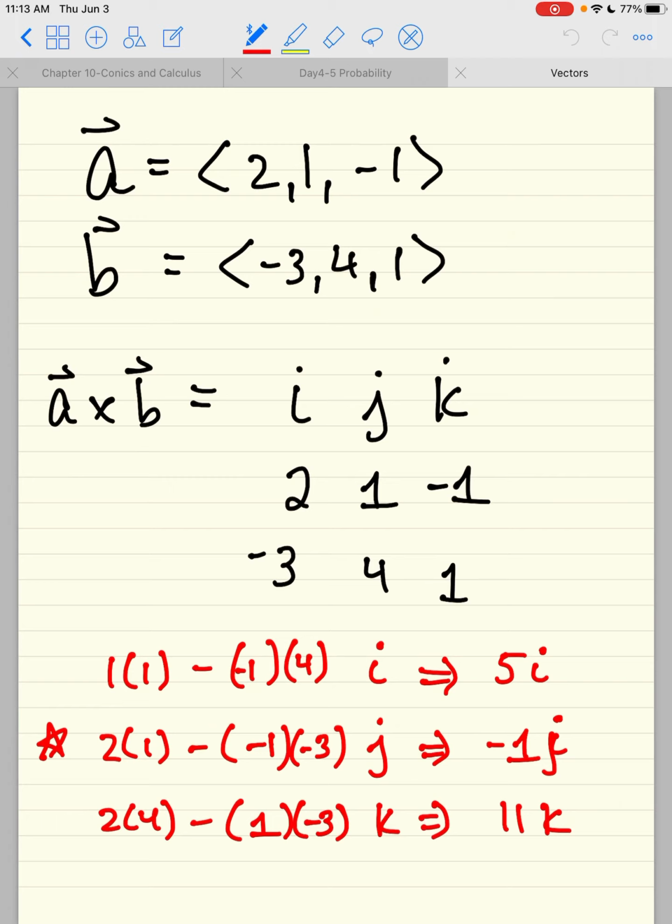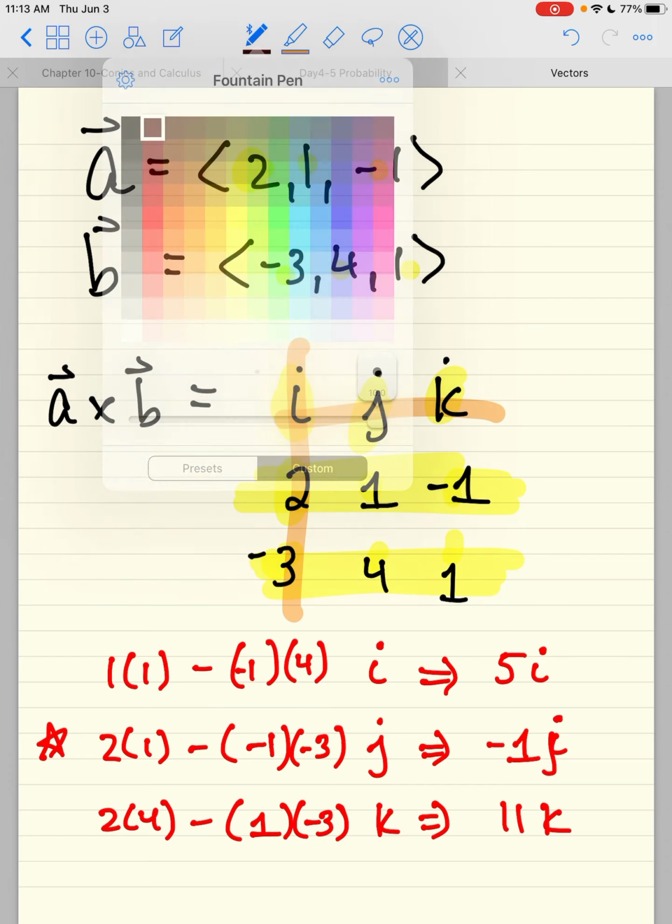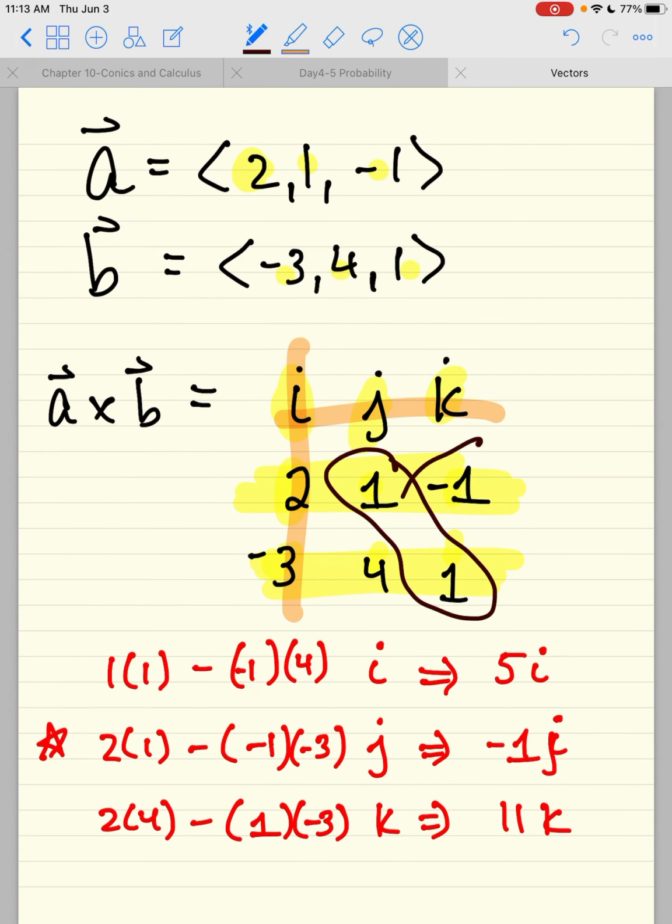So here, this is what we can do for this. To get the first component, I have A to be 2, 1, -1, B to be -3, 4, and 1. I'm going to write I, J, K, and I'm going to put these numbers down here. This is all A, and this is all B. What I'm going to do here is I'm going to block this off, and I'm just going to cross, what I call cross multiply. 1 times 1, -1 times 4, and then always subtract the 2. I got 5I, okay?